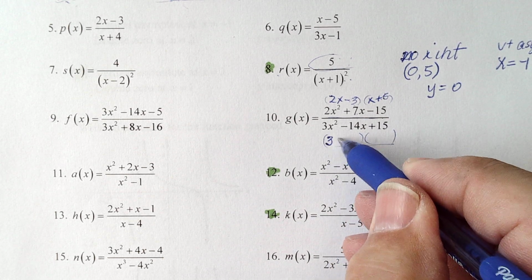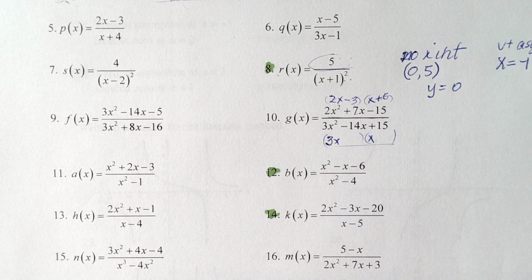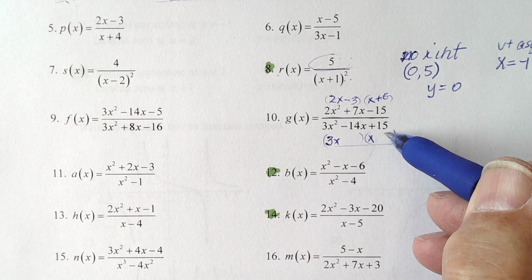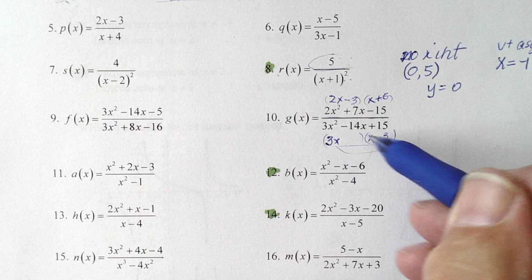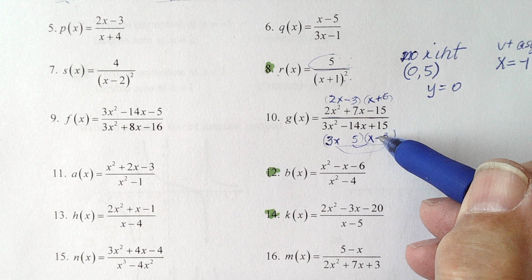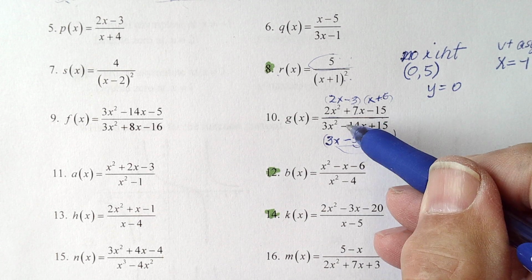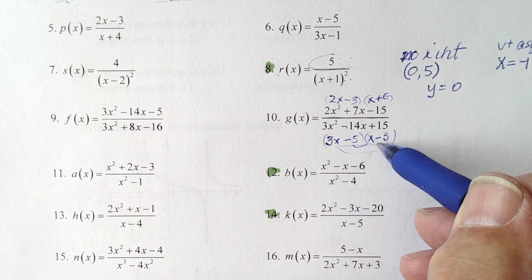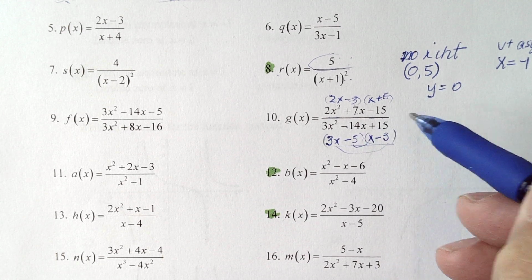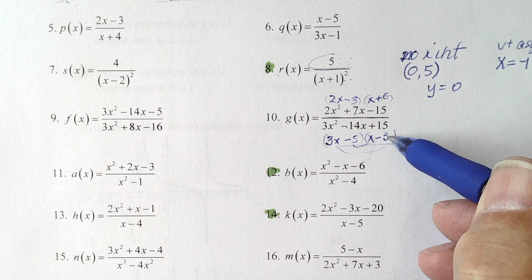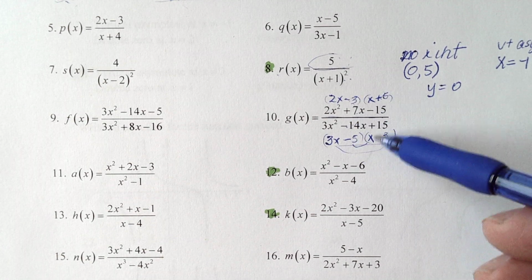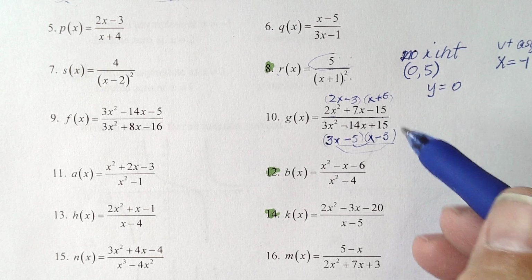This factors to 3x and x. We hope it factors here. And if I do 3 here, I get 9, and 5 here, I get 5. And if they're both minus, I get a plus 15 and I get a minus 14. Minus 9x minus 5x minus 14. And minus 5 times a minus 3 is plus 15. There's no matching factors, so there's no holes.